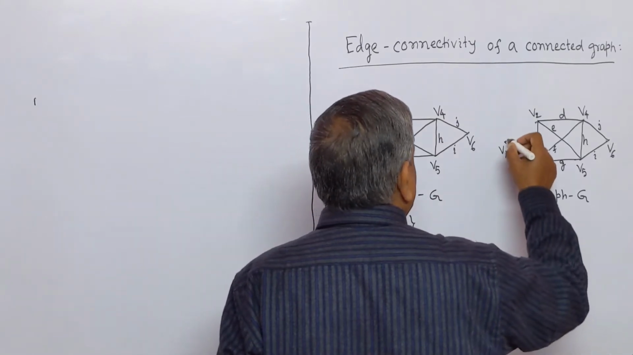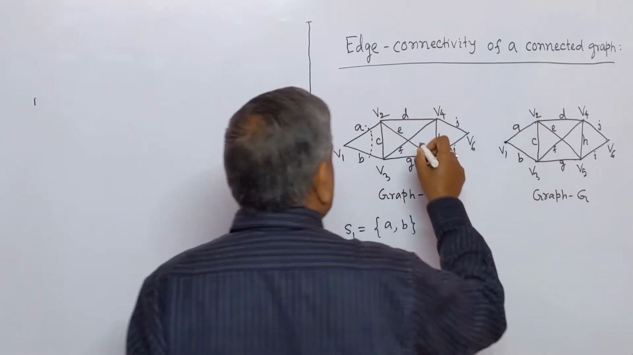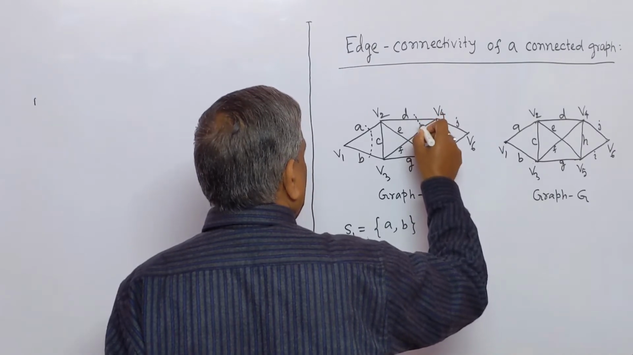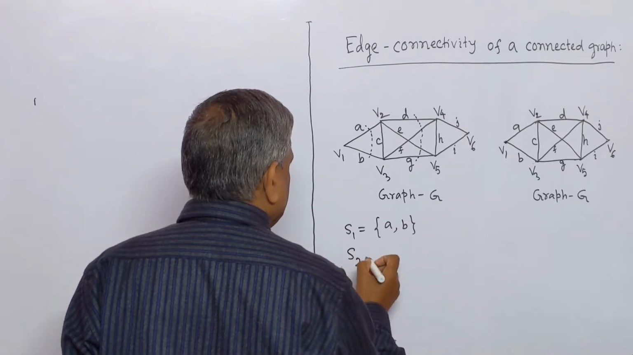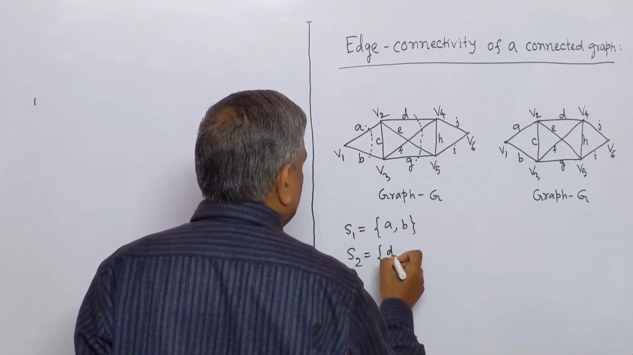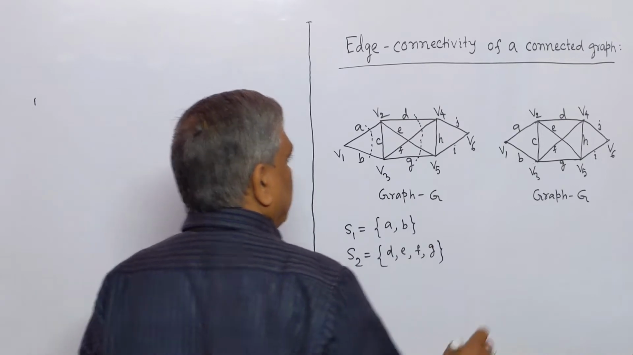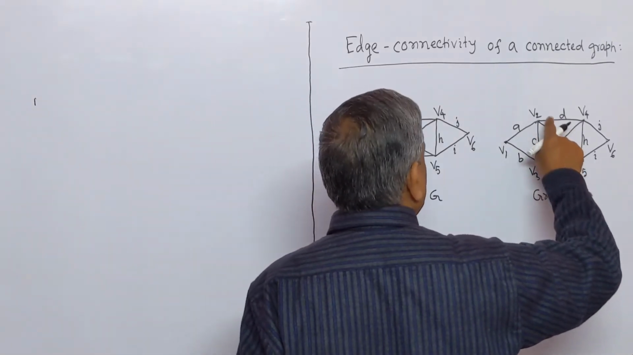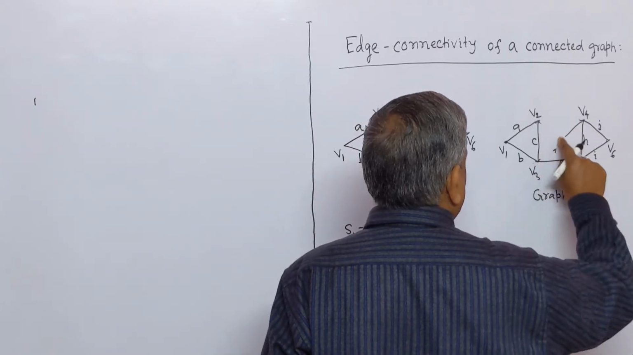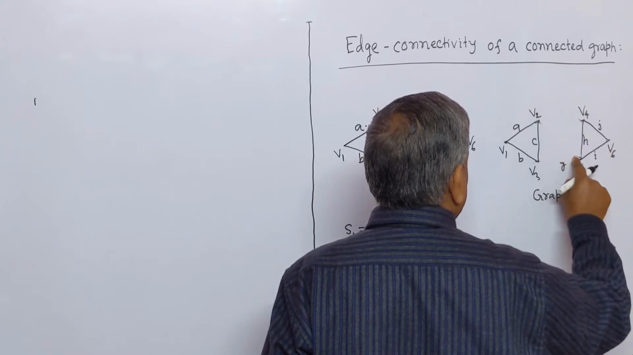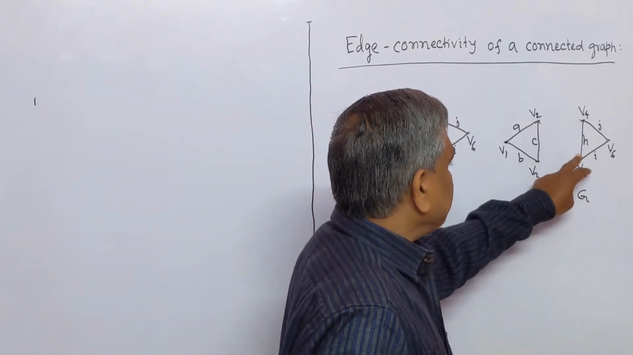Again we take another cut set. Another cut set is here D, E, F, G. S2 be the another cut set containing edges D, E, F, G. If we remove edges D, E, F and G, we get two disconnected components.